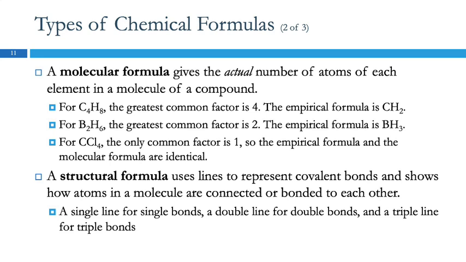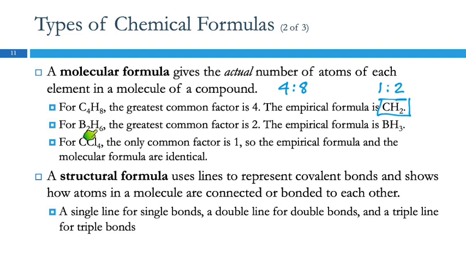The molecular formula gives you the actual number. So the molecular formula tells you exactly what's in a molecule. For C4H8, it's got 4 carbons and 8 hydrogens. From this, we should be able to write the empirical formula that has a ratio of 4 to 8. And how can we reduce that? Well, both of those numbers are divisible by 4. And so we end up with the lowest ratio of 1 to 2, and so that's the empirical formula for that compound.